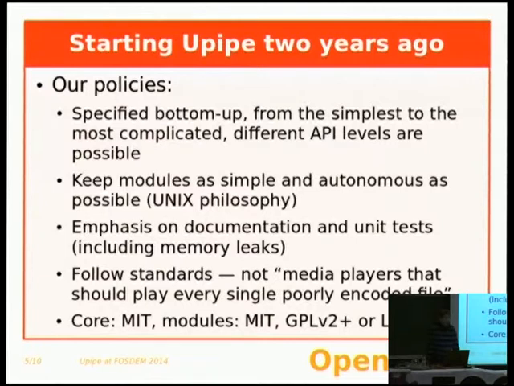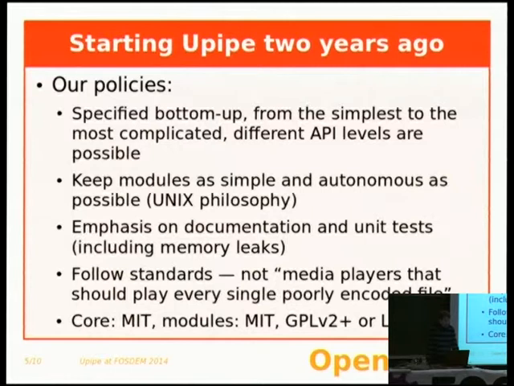So we started writing Upipe only 2 years ago with new policies. So we've decided to specify it bottom up. Usually you specify the API top down. That is, this is the API I want to expose to the application, and then I go down and try to find the simplest data structures. We did the contrary. We asked ourselves, what is the simplest structure that could represent a module, a pipe? What is the simplest structure that can represent a buffer? And then we build on top of that layers of APIs.